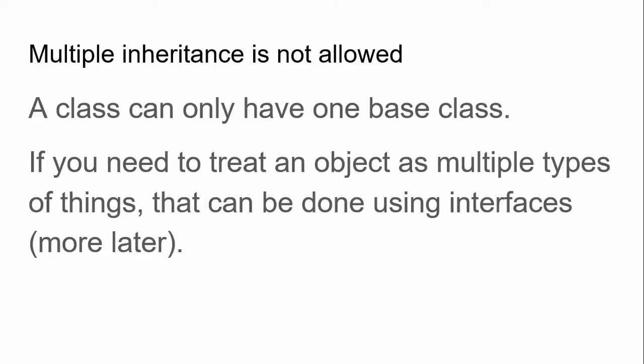So if you need something that's both an alarm and a clock, you can't have a base class called alarm and another base class called clock. You can't have two base classes. You can only have one. However, you can get around that using interfaces, because you can implement as many interfaces as you want. Interfaces are a way around the limitation of only being able to have one base class.